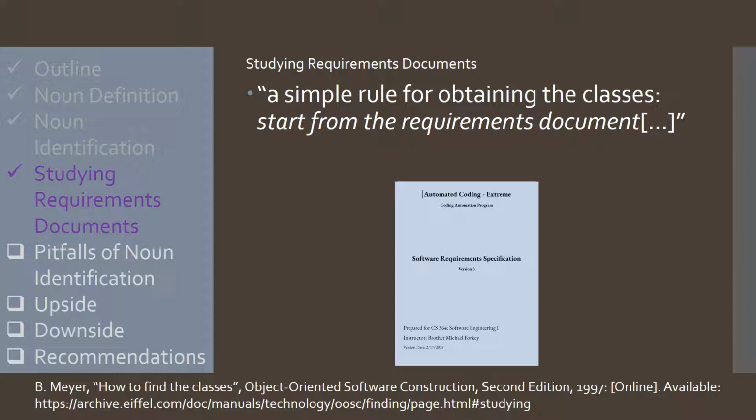So in studying requirement documents, I'll try to apply it with our automated coding extreme document that we just finished up. So the first thing is a simple rule for obtaining the classes. Start from the requirements document. So the first thing you need to have in order to do noun identification is actually have an SRS document, or at least one that's in progress.